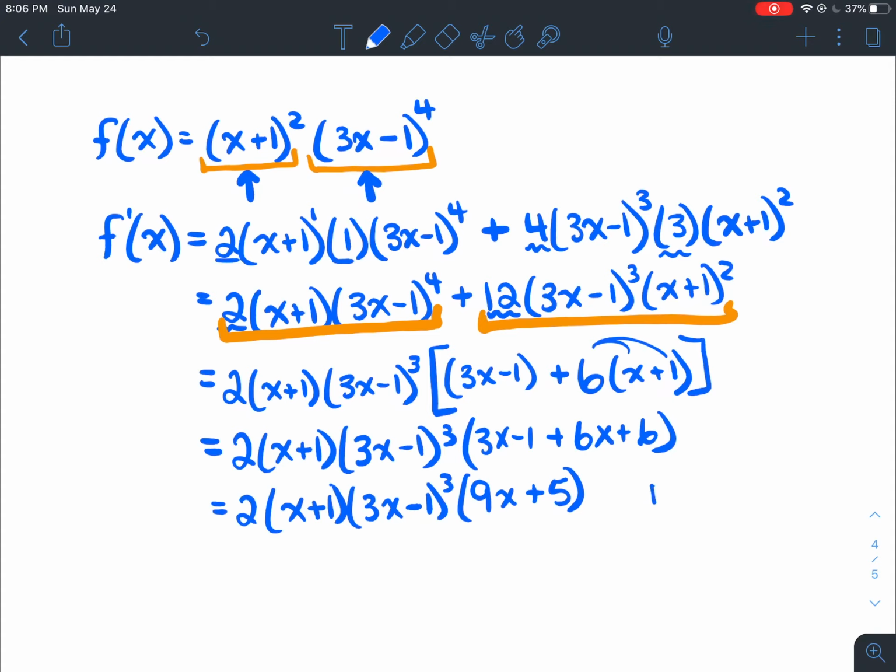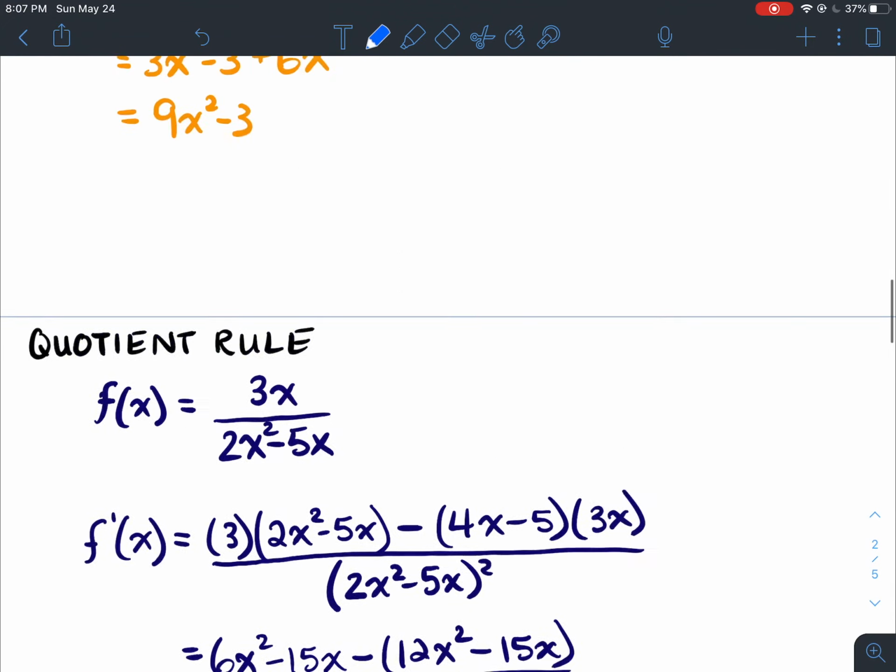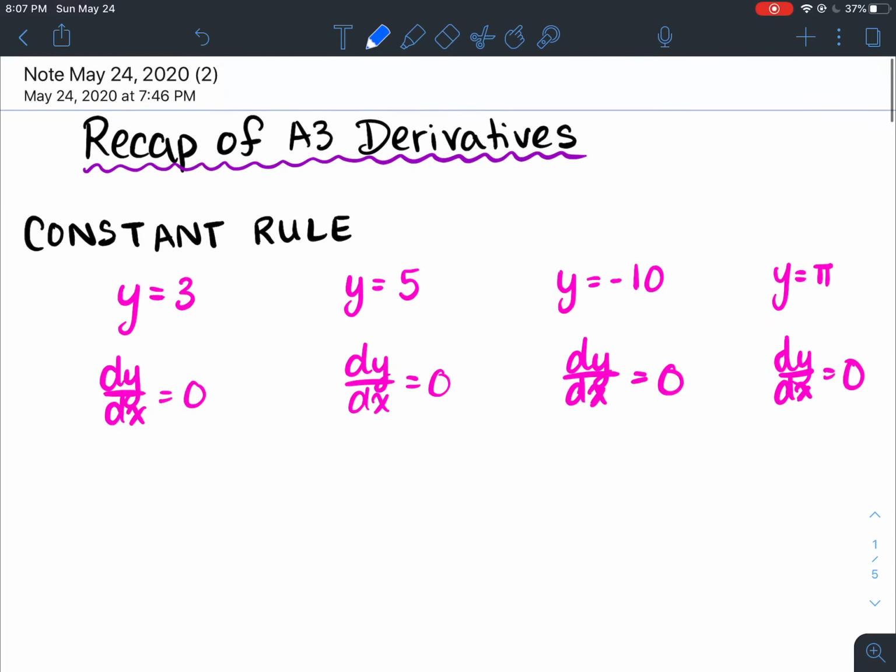Cool. So this would be in factored form, which seems kind of handy if I wanted to graph it or do anything better than this form. Okay, so that's chain rule. So that has all of your derivative rules that we have learned so far in A3.